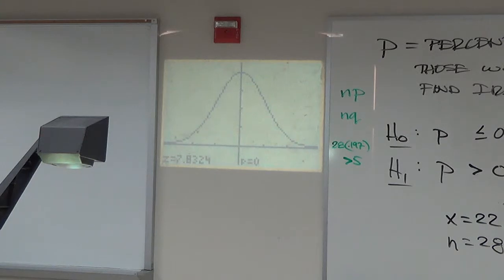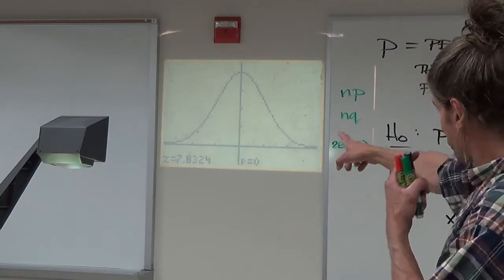What is your test statistic? 7.8. Z, 7.8. I want you to put two more words after that again. 7.8 what? Standard deviations away from average. Holy crap. Yeah, exactly right. Holy crap is right. So, there's your null curve.